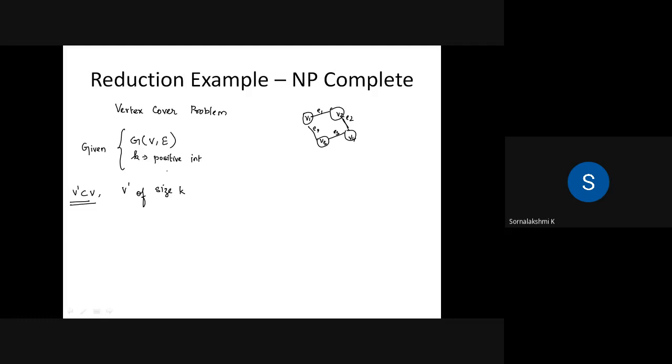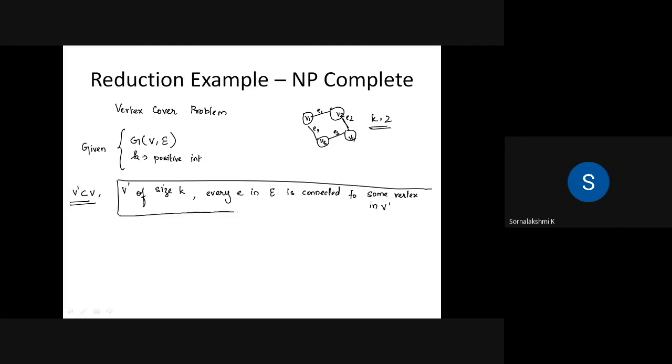K is given, remember. Will I be able to take a subset of vertices? Say I'm giving k equal to 2 here. Will I be able to take a subset of 2 vertices, V dash, such that every edge in E is connected to some vertex in V dash? This is the vertex cover problem. Actually, it is covering edges. It's the vertex coverage problem.